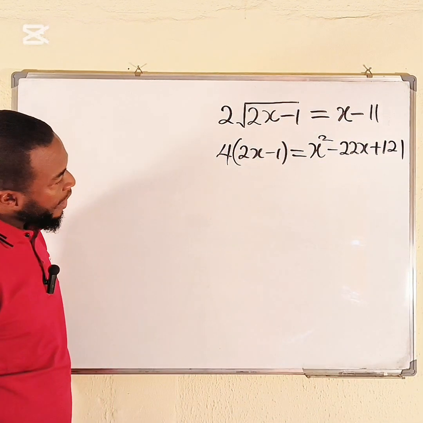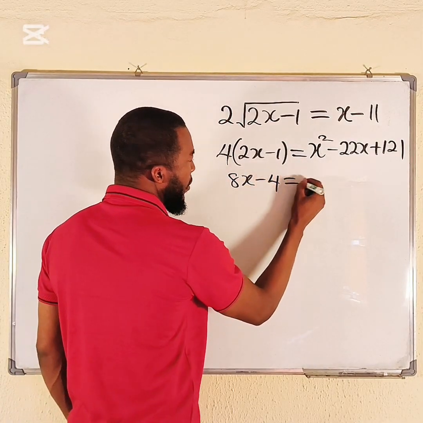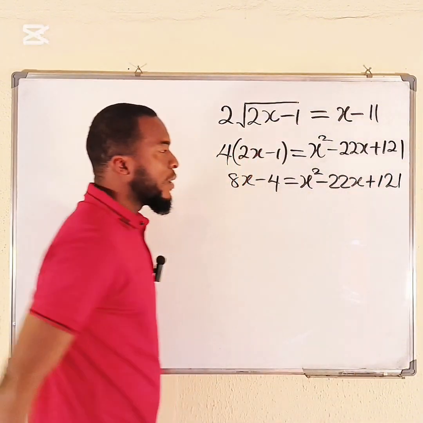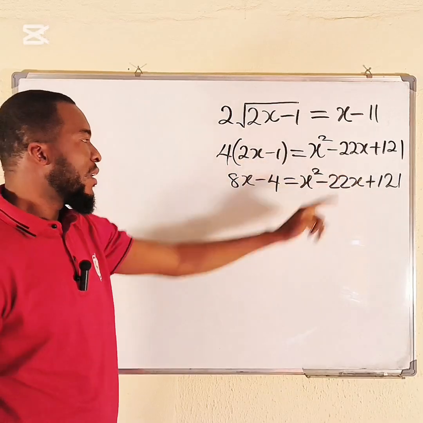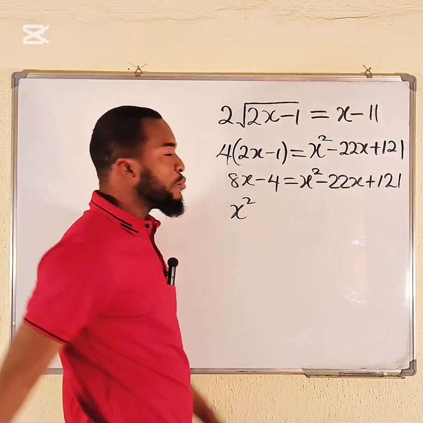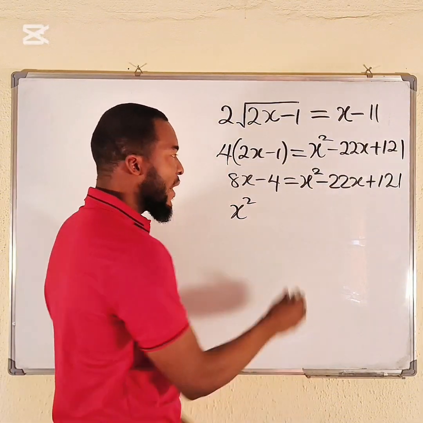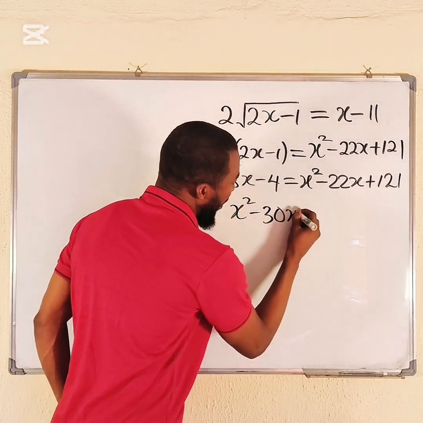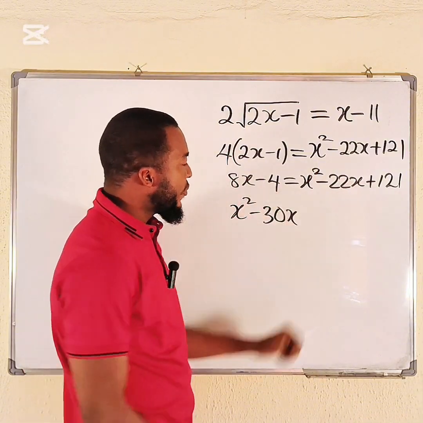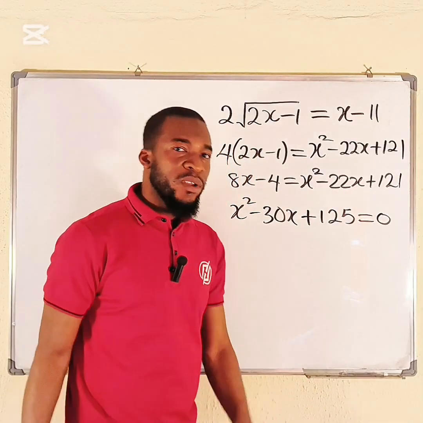All right. I think let's expand. This is 8x minus 4 equals x squared minus 22x plus 121. Let us take all terms to the other side. Starting with x squared. As 8x crosses over, it meets negative 22x. This will be negative 22, which is negative 30x. This crosses over, it becomes positive. We have 121 plus 4 is 125 equals 0. Now we have a quadratic equation.